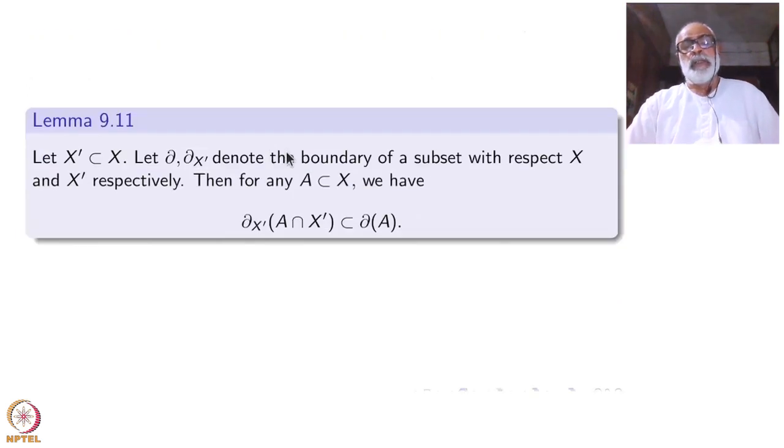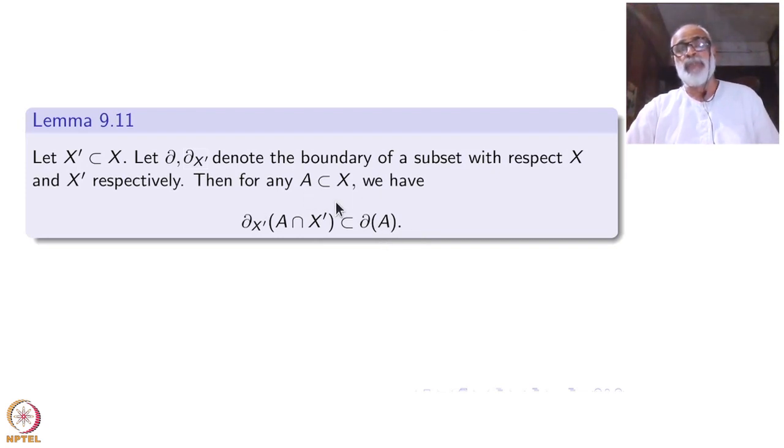Okay, take a subspace of X, say X prime. Let us have this notation: boundary, and boundary prime, inside X and X prime respectively, denote the boundary of a subset with respect to X and X prime respectively. Then for any A inside X, we have the boundary of A intersection X prime, taken inside X prime, is a subset of boundary of A. Without any decoration, this boundary just denotes the boundary inside the larger space X.